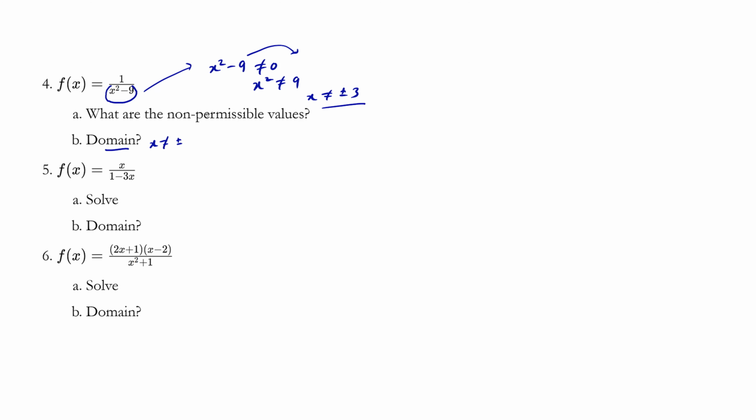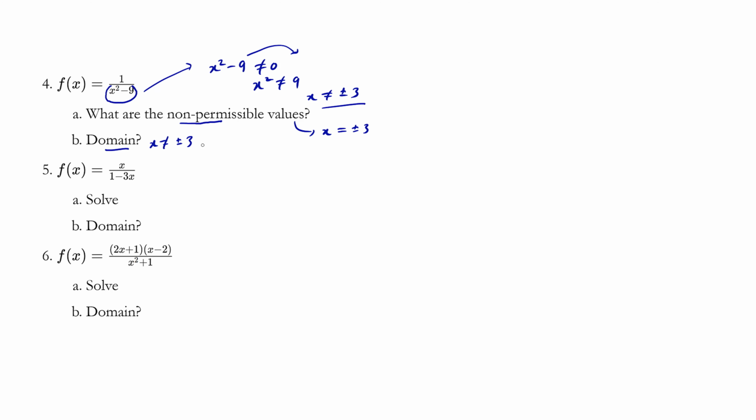However, the non-permissible values are not in the negative, but it's actually in the affirmative. So you take this domain answer and you simply replace the not equals to with equals to, because these are the rules. What can't you do? You can't be 3 or you can't be negative 3. So you state this non-permissible value in the affirmative. However, they're very closely related.